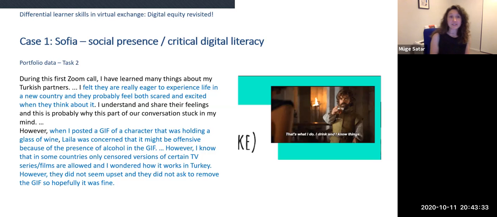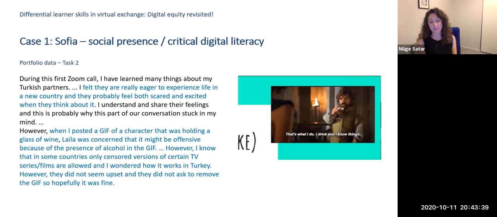So in her reflections following task 2, Sophia demonstrated her ability to form distinct personalities of her exchange partners by understanding their feelings and expectations. Thus, Sophia is not only able to create signs to represent herself socially and emotionally, but also interpret others' feelings and thus the social presence of her partners.